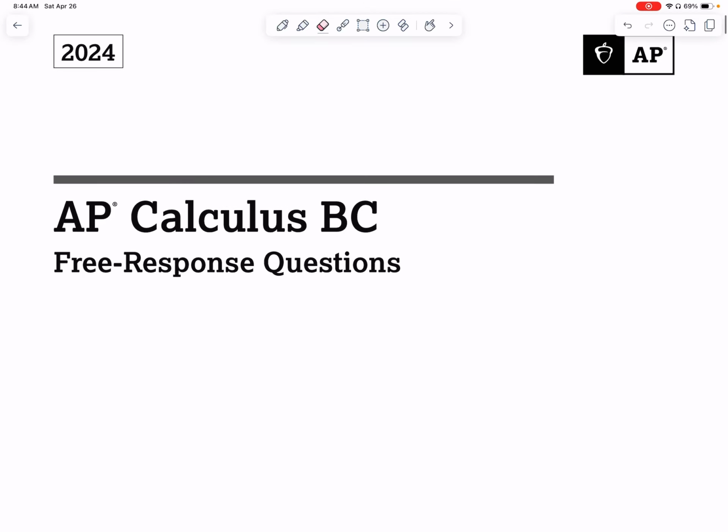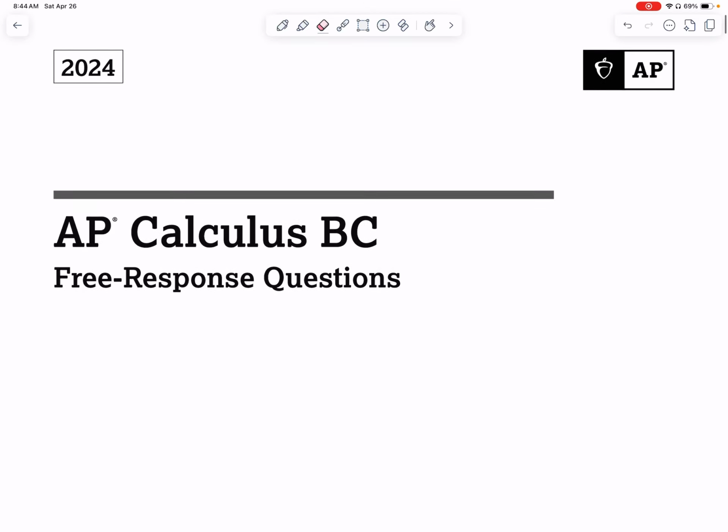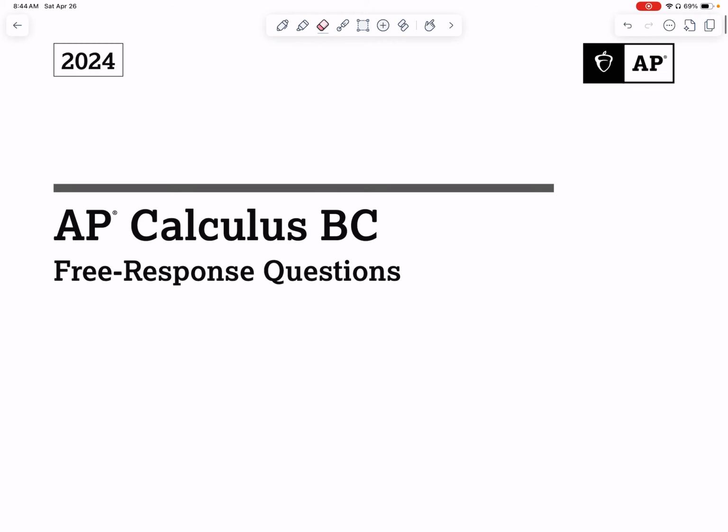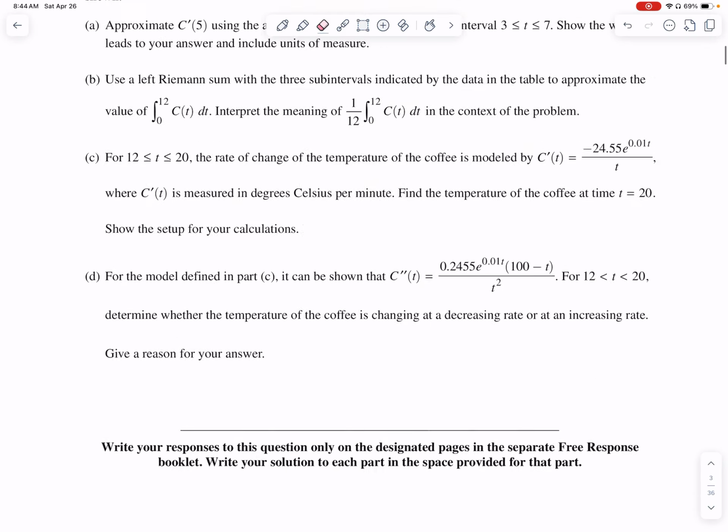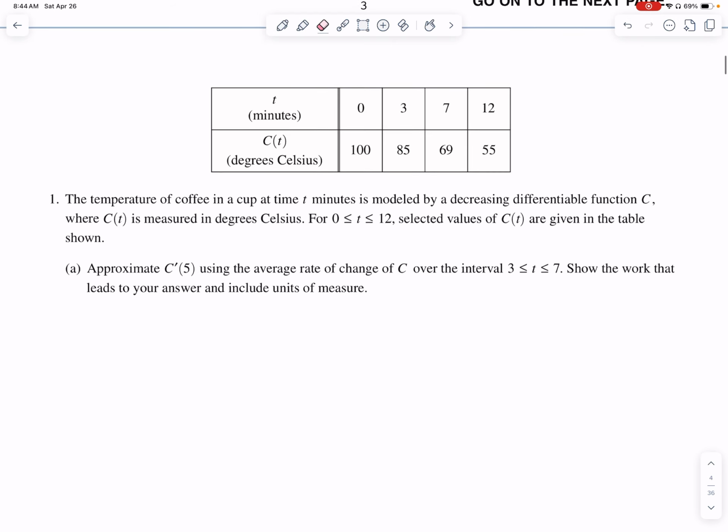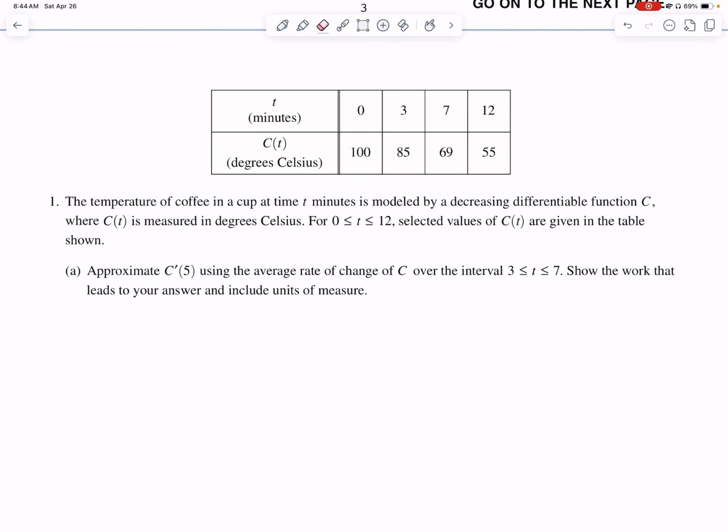All right, we've got our AP Calculus BC free response questions, the released ones from 2024. Let's take a look at the first question here. The first two questions, of course, are calculator active, including this one.